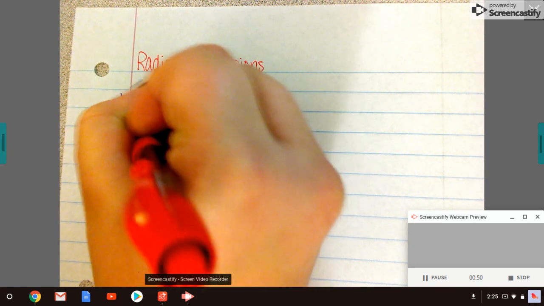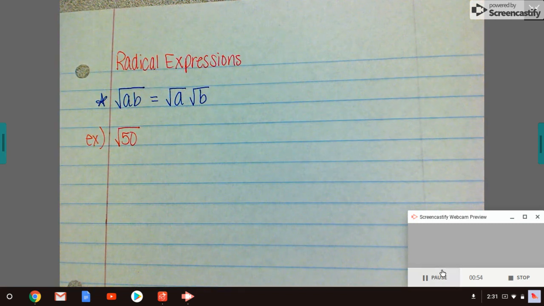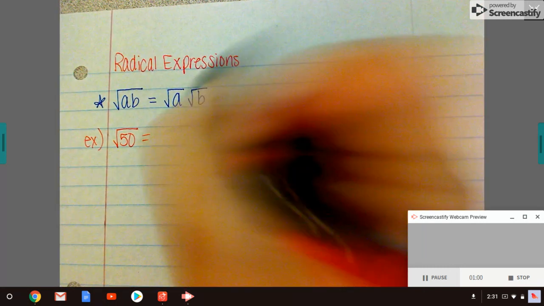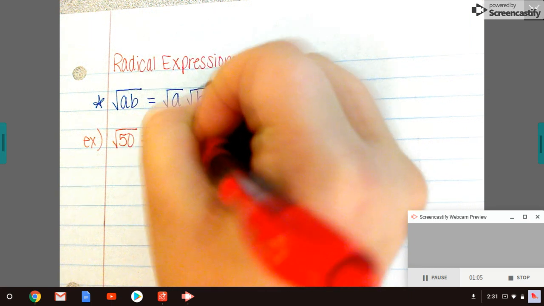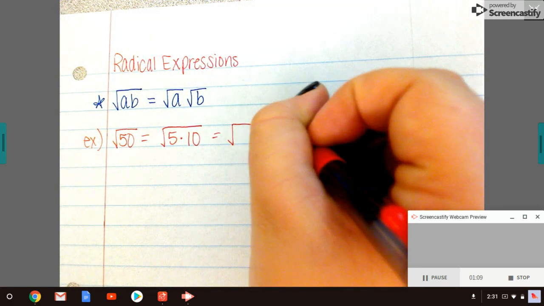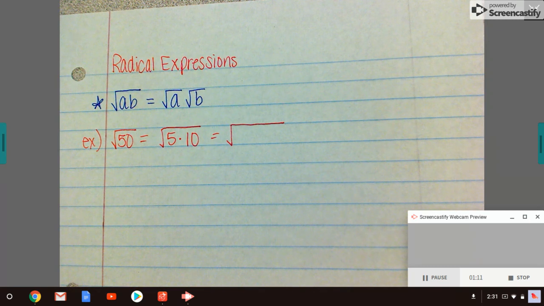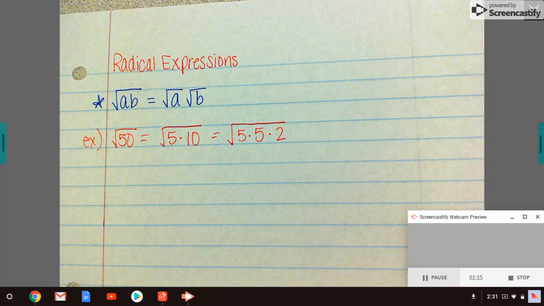If I had the square root of 50, I want to try to simplify this term first. So let's look at 50, and we're going to factor this into whatever terms we can inside the radical. So I know 50 is 5 times 10. And I can factor 10 out again. I'm going to factor these out until all I have is prime numbers. So the prime factorization: 10 is 5 times 2. So 50 is 5 times 5 times 2. And I'm done because all of these are prime numbers.